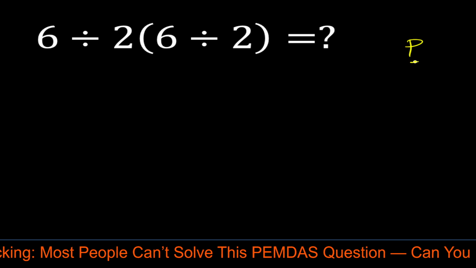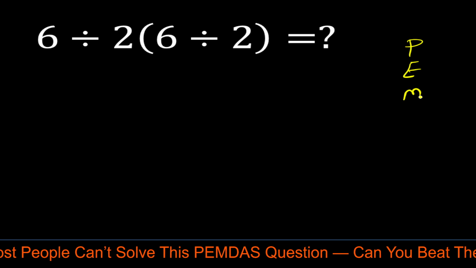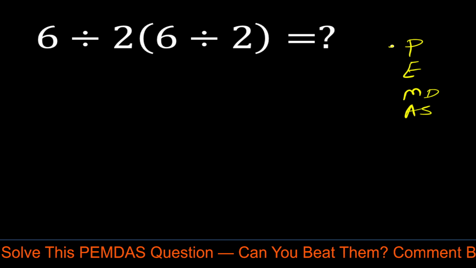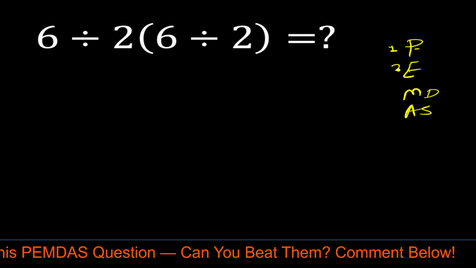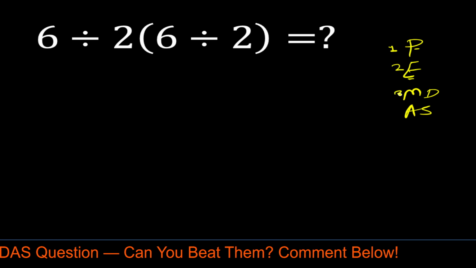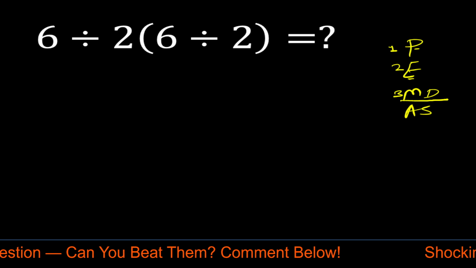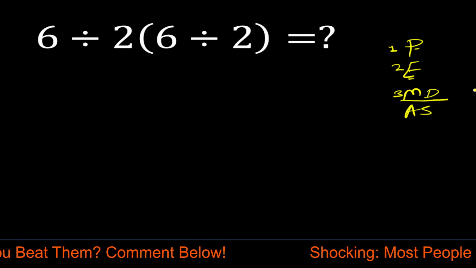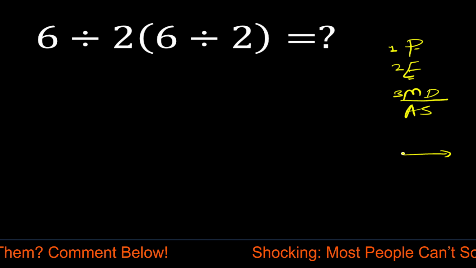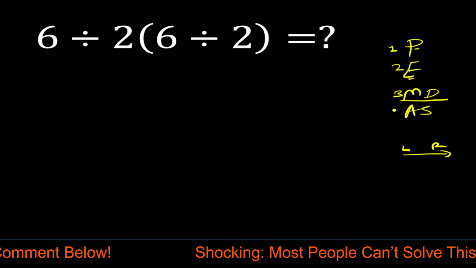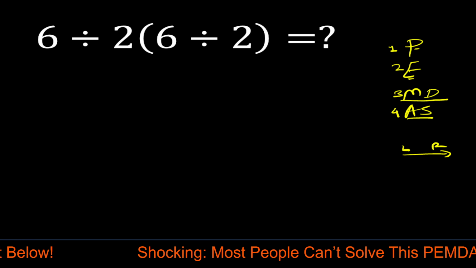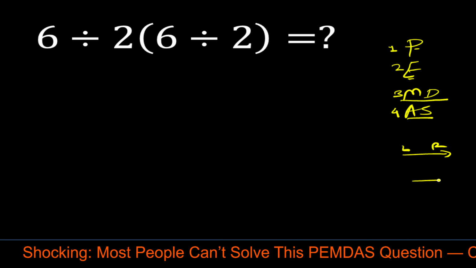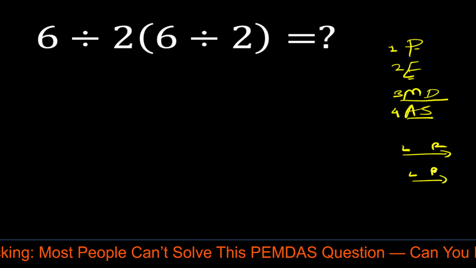PEMDAS, P-E-M-D-A-S. According to PEMDAS, first priority is parentheses, then second priority is exponents, then third priority is multiplication and division. Here multiplication and division both have equal priority, so we have to solve it from left to right. Then fourth and last priority is addition and subtraction. Also addition and subtraction both have equal priority, so we have to solve it from left to right.